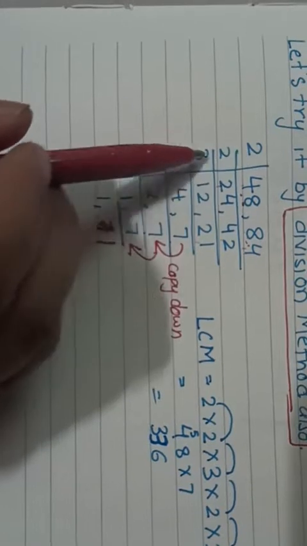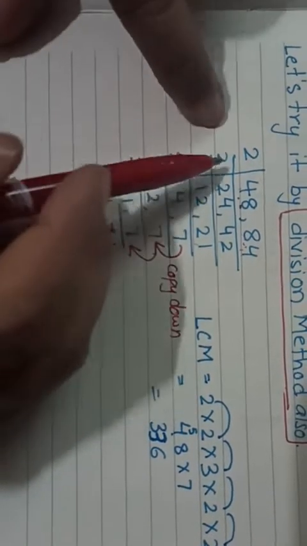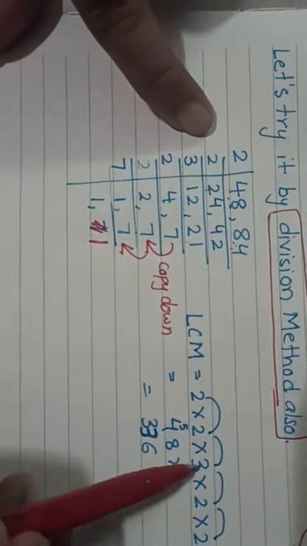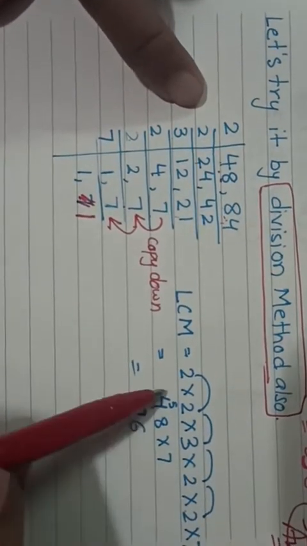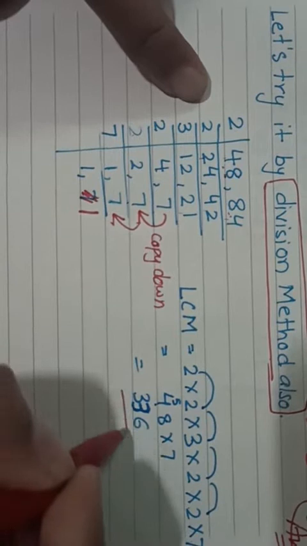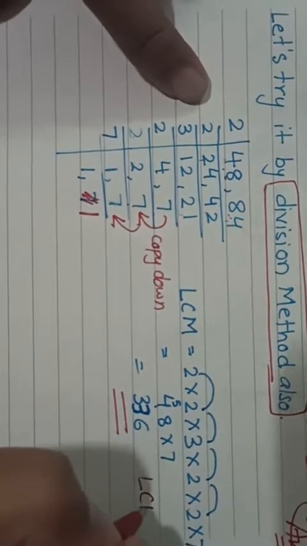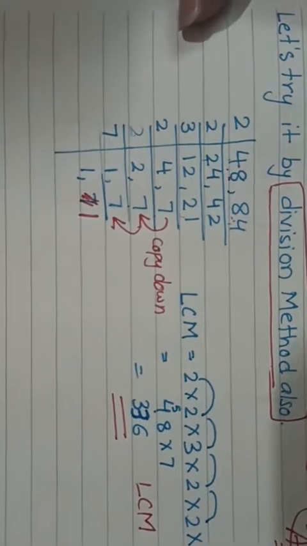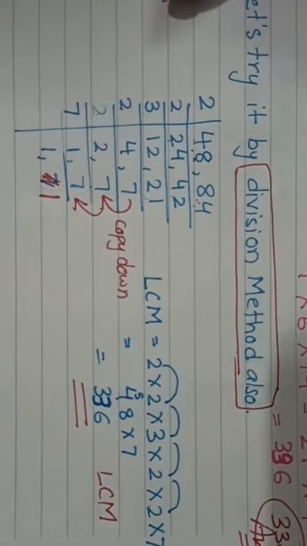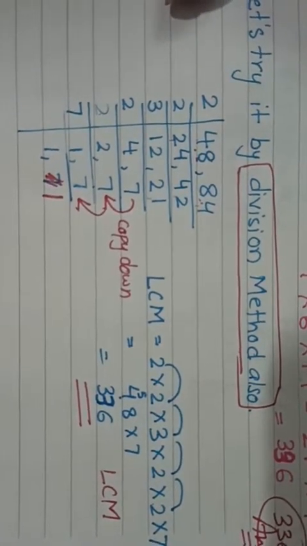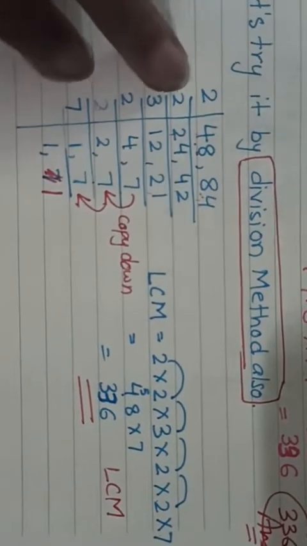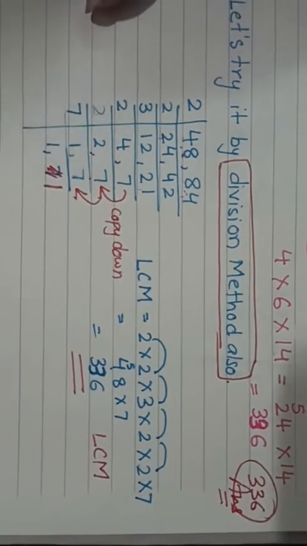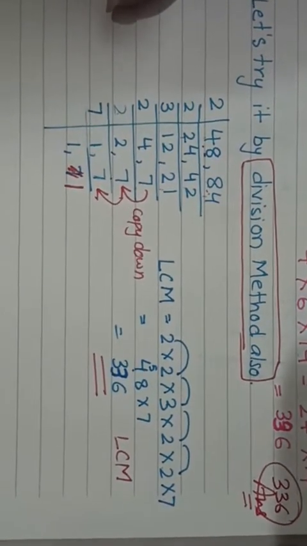So our list of prime factors has come here. This is 2 2 3 2 2 7. On multiplying this, we got 336. That is the LCM. So we have done the LCM by both the methods. We have found the LCM of 48 and 84 by the prime factorization method and by the division method. So you have to see for yourself which method is your favorite.